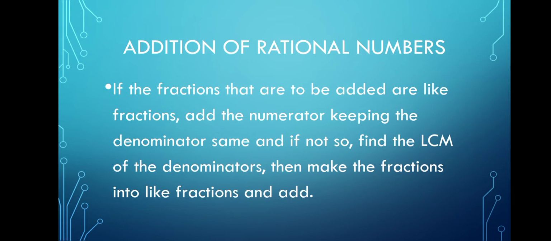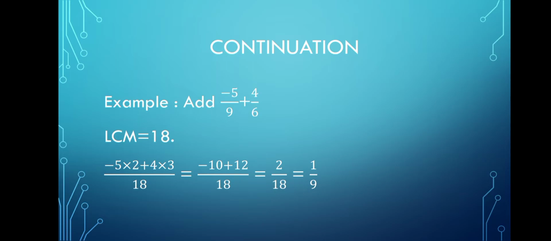Addition of rational numbers. If the fractions that are to be added are like fractions, add the numerators keeping the denominator same, and if not so, find the LCM of the denominators, then make the fractions into like fractions and add. The operations of rational numbers are just similar to fractions that you already know. I guess these are easy for you. Let's move on to the next one. Here's the example for you. Add minus 5 by 9 plus 4 by 6.